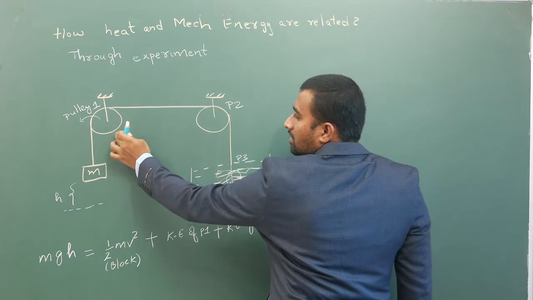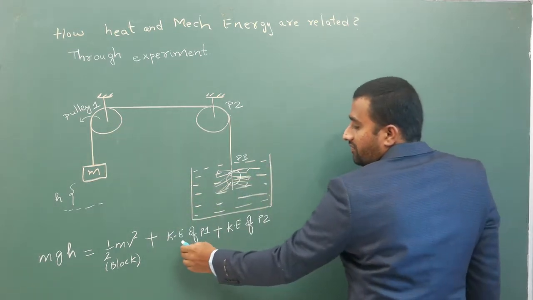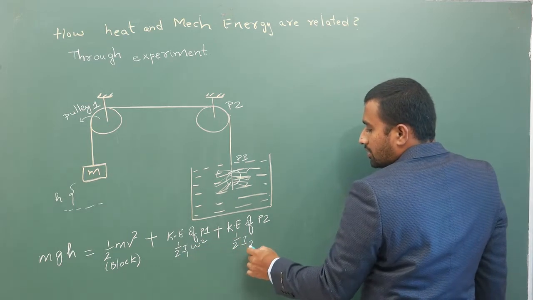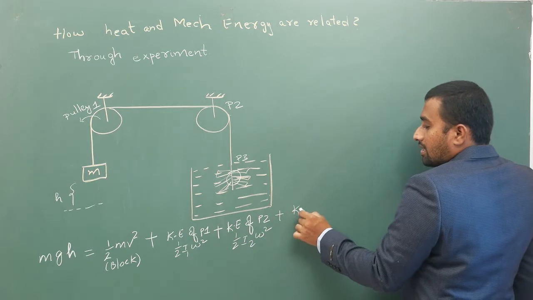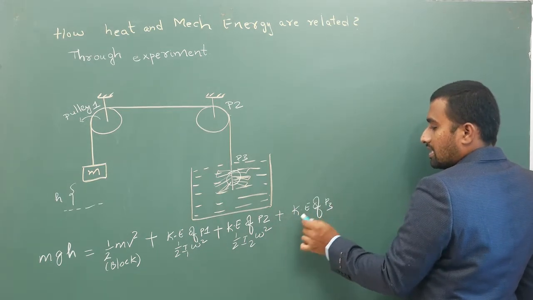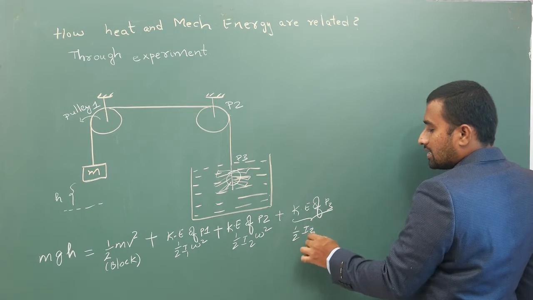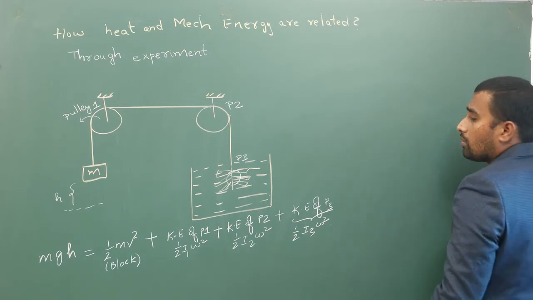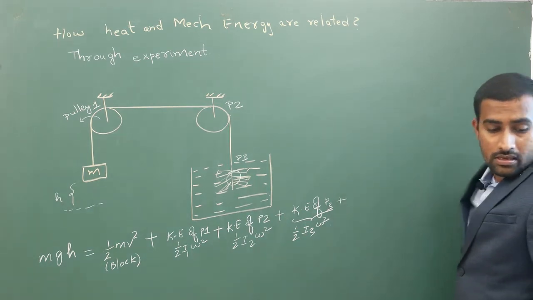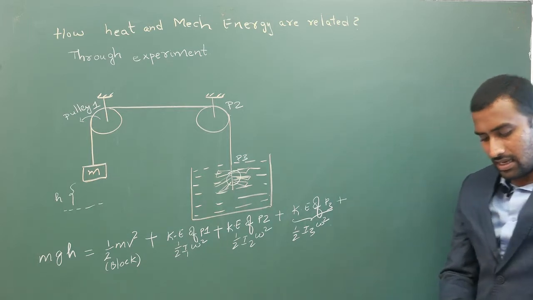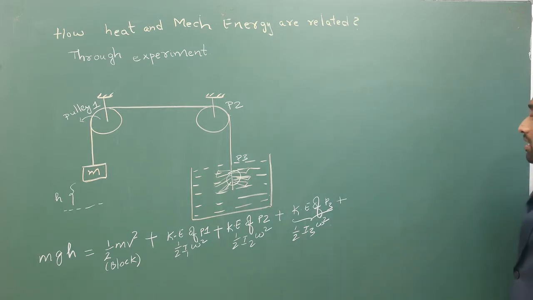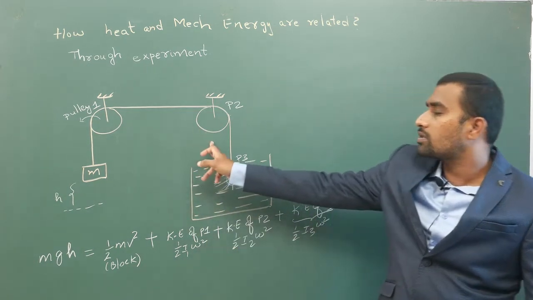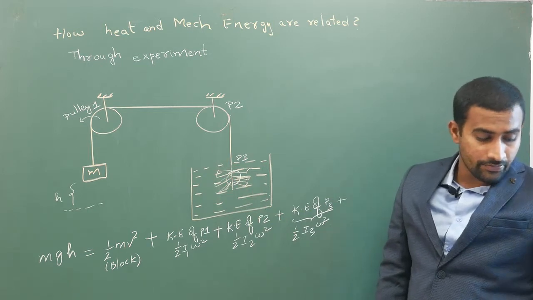This kinetic energy is because of rotation, that is half I omega square actually if you write it. This is half I2 omega square, plus the kinetic energy of this pulley P3, that is half into I3 into omega square. We have written everything: we have considered pulley 1's kinetic energy, pulley 2's kinetic energy, and pulley 3's kinetic energy.